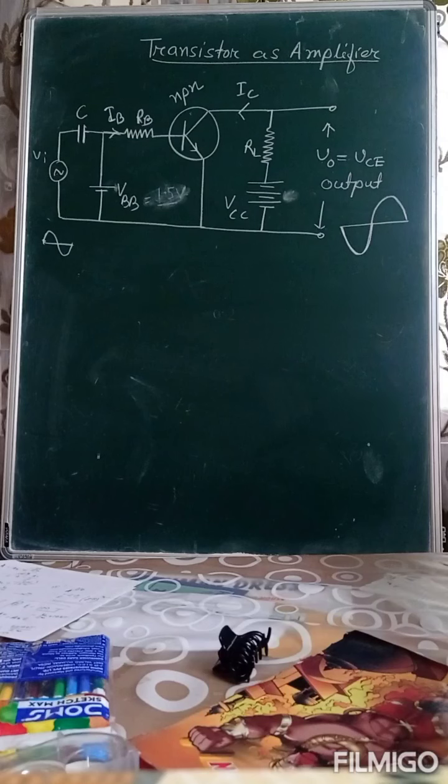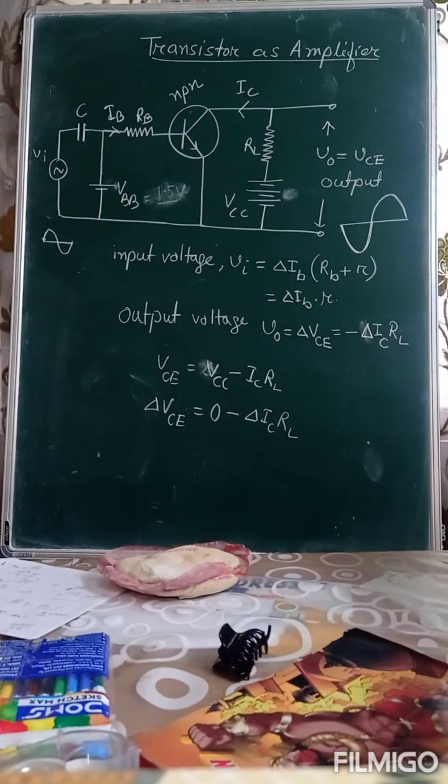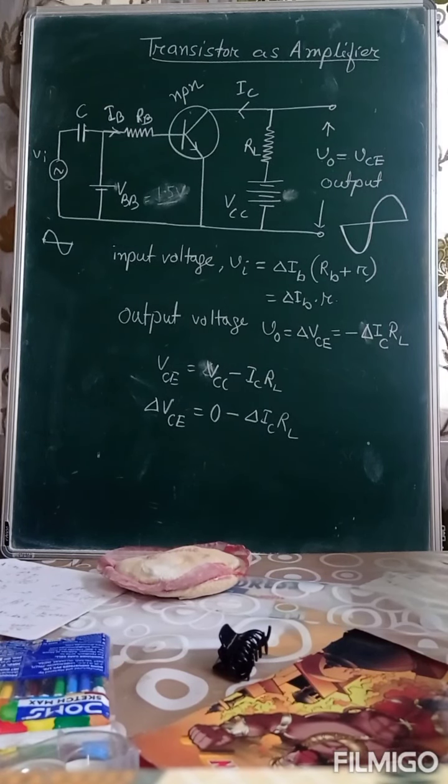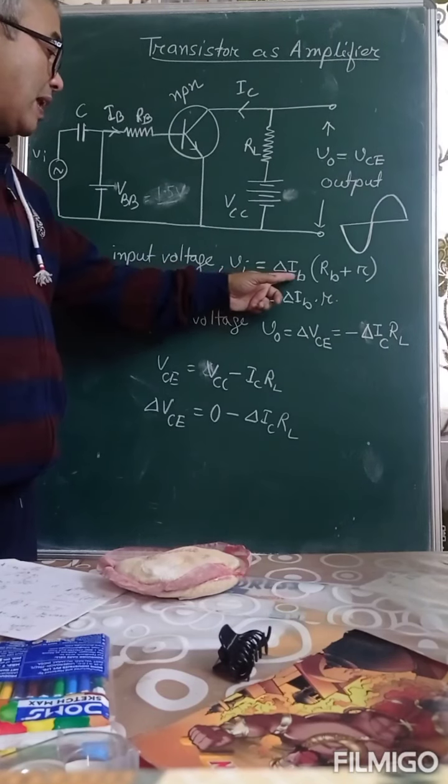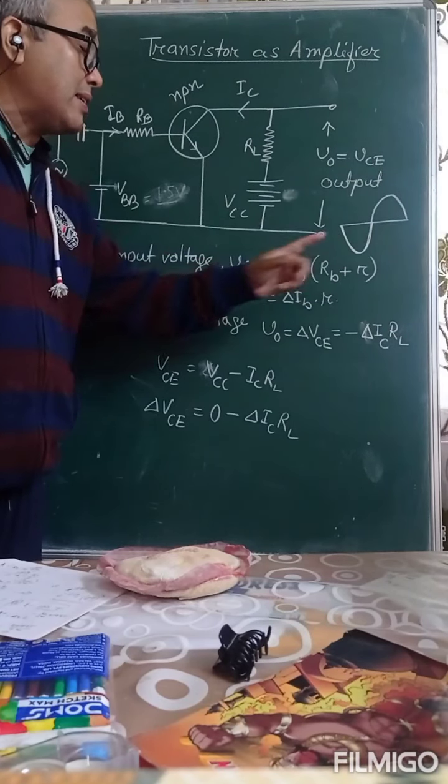After this, we derive the mathematical formula for the expression of amplification of transistor as an amplifier. Now we are going to derive an expression of voltage gain of a transistor amplifier. So what is input voltage? Input voltage is delta IB into RB plus r.